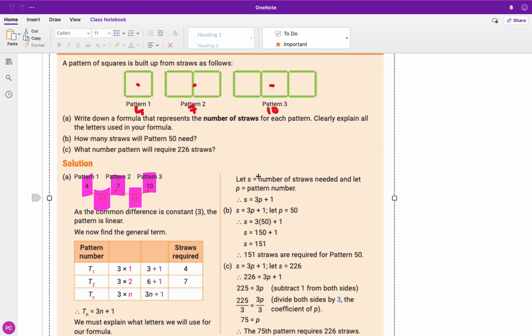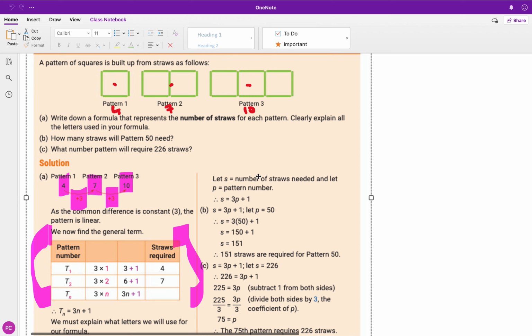So in this solution, they did it using the table. Personally, I wouldn't. I would do a plus n minus 1 times d. So I'm going to do that out on the right hand side for you. Our formula is a plus n minus 1 times d. A is the first term, which is going to be 4. And d is our common difference, which is 3, because it's 3 in between them all.